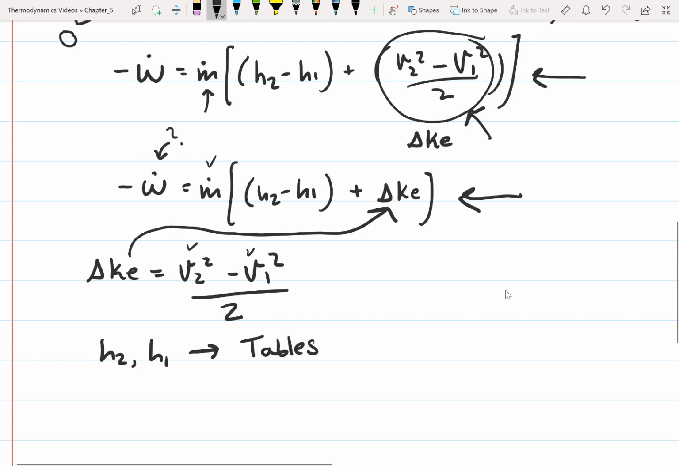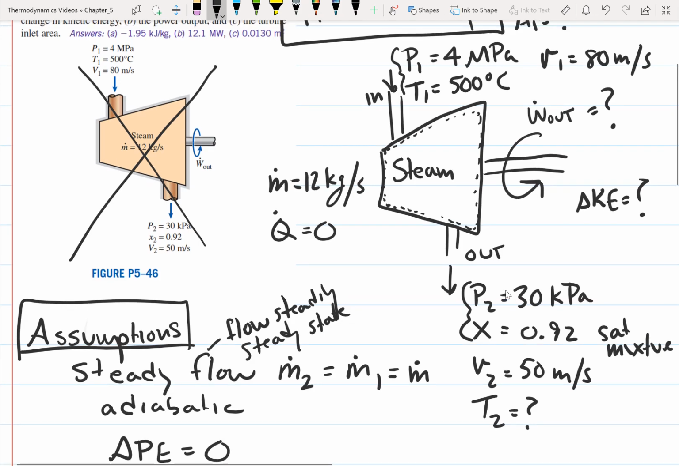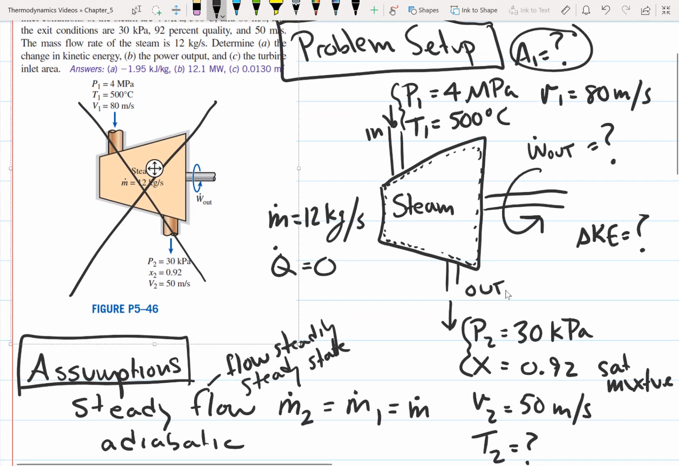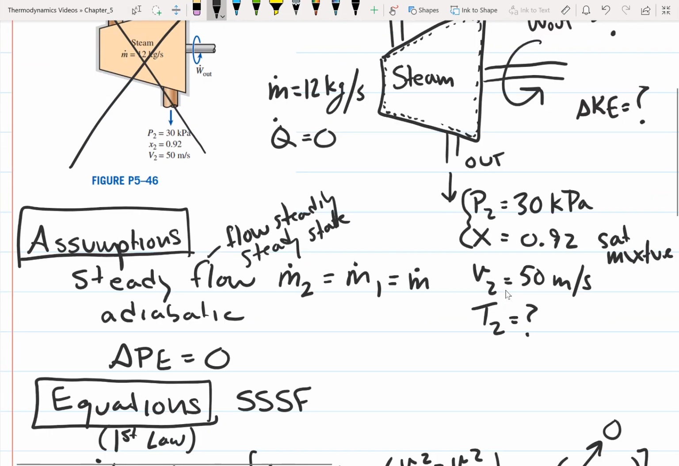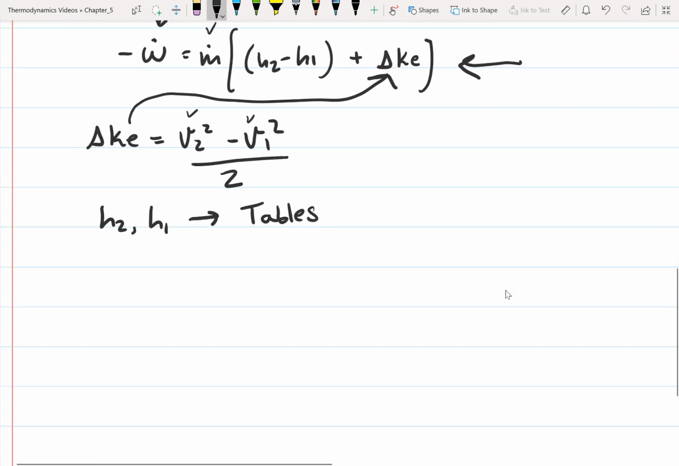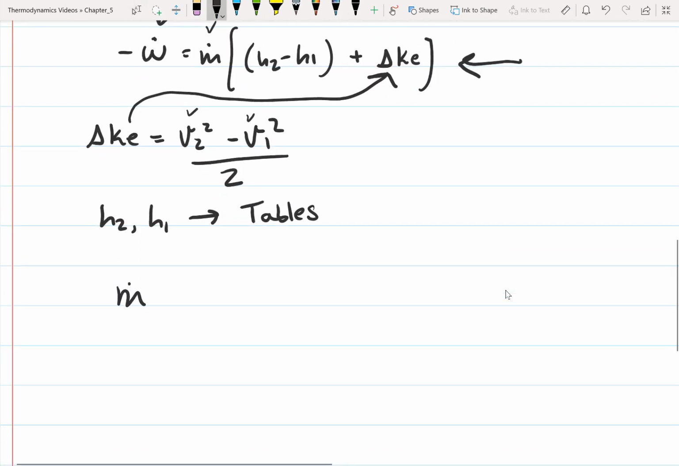The last thing that it asked us to calculate was the area of the inlet. So we can calculate that because we know that the mass flow rate, so m dot, is equal to the area multiplied by the velocity divided by the specific volume. And we can look this up on the table. So I'm just going to put table.